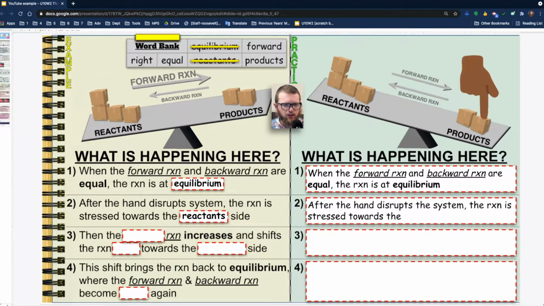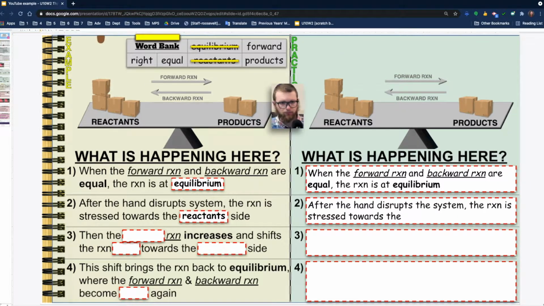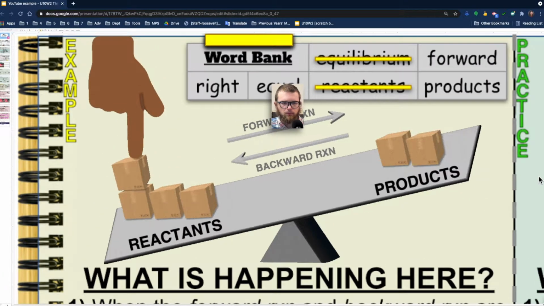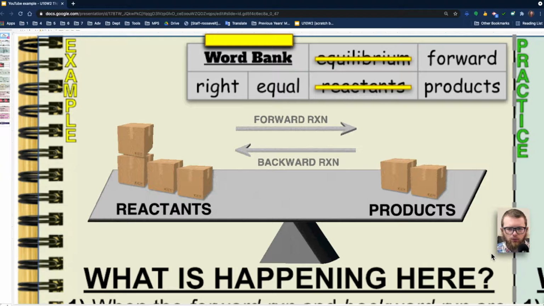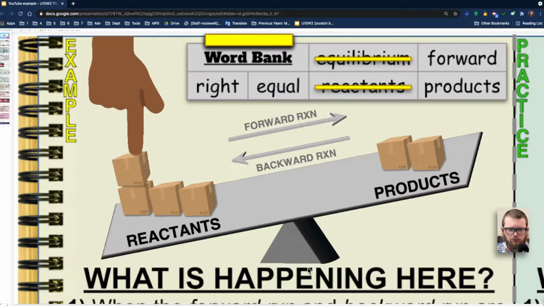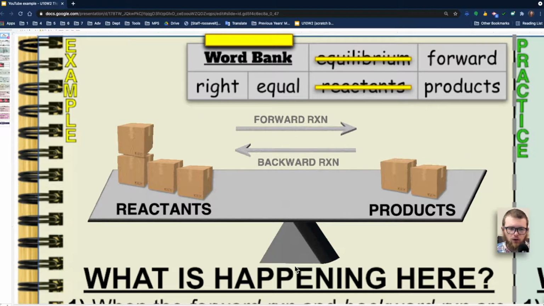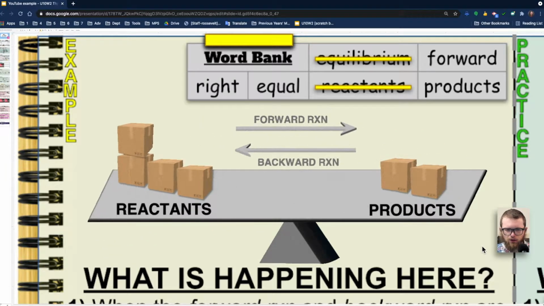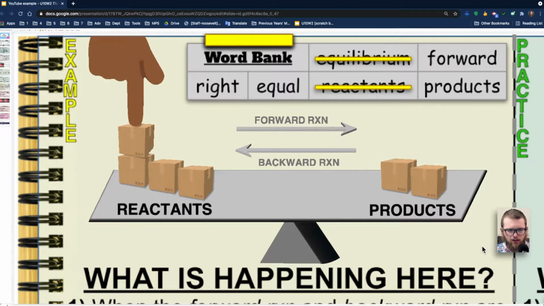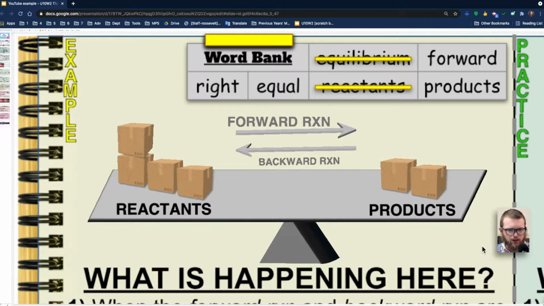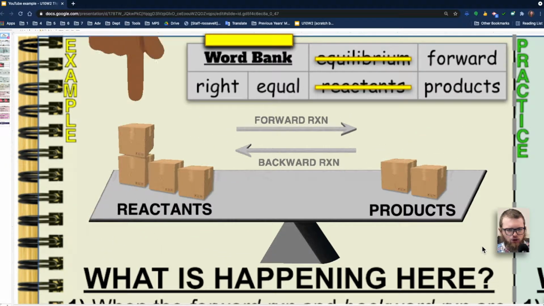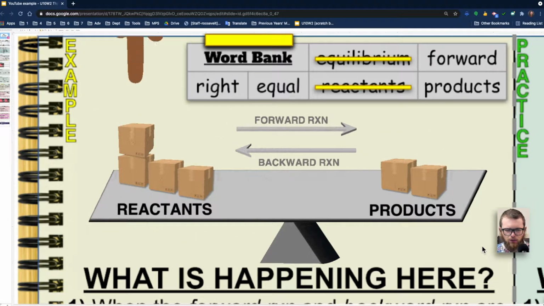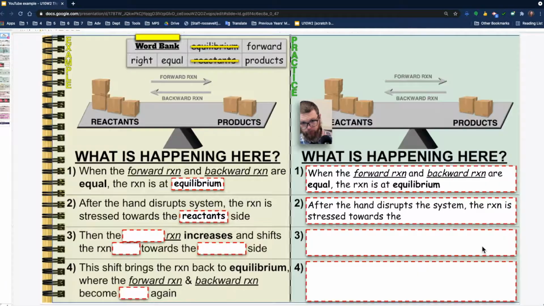Okay, so let's take a look at this picture a little more closely. So we've got a forward reaction and a backward reaction. All right. Oh, we've got reactants and we've got products. And it appears that they're balanced until this hand comes out and pushes stuff towards the reactant side. And then after the hand pushes the stuff towards the reactant side, our forward reaction's growing and it brings it back towards equilibrium. That's cool.